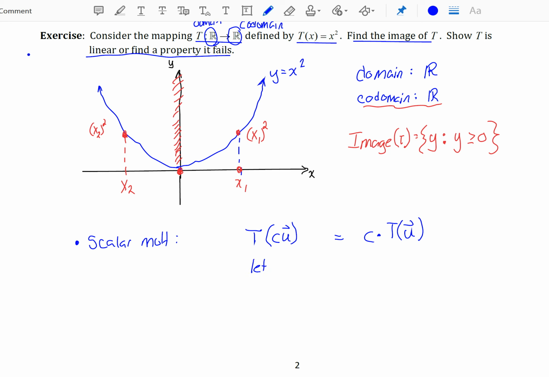Here, let's let a be an element of our domain and c a scalar. Now, since a is an element of your domain, it's also a real number. So let's look at the left side of our equation. For the left side, I want to look at just what T of ca looks like. So here, T of ca is going to look like T of a scalar times a, an element in our domain. But what T does to any input is it squares it. So this would be the same as (ca) squared, or if you simplify using properties of exponents, c squared a squared.